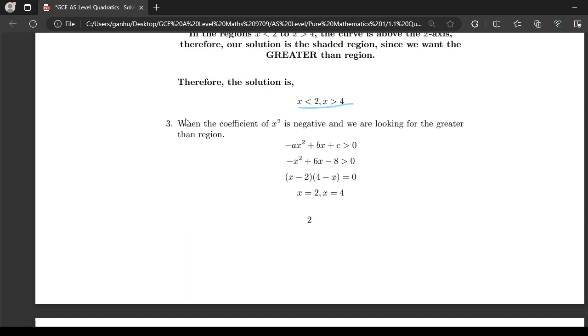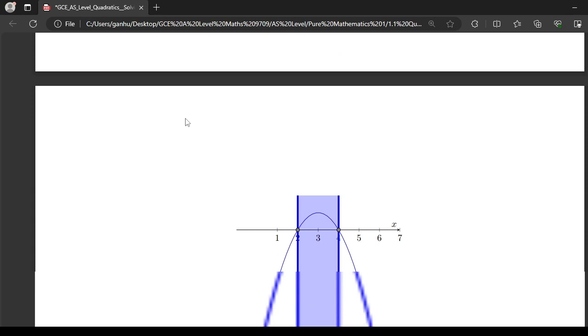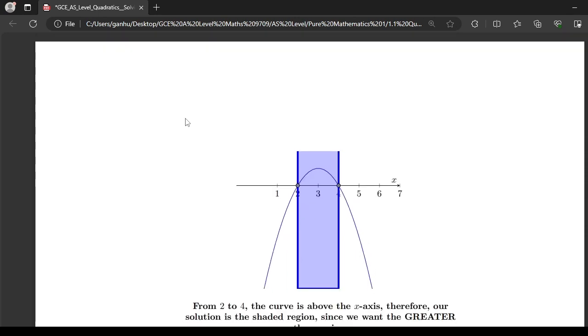Now let's look at the third possible scenario. That's when the coefficient of x squared is negative and we're looking for the greater than region. So your quadratic will look like this, and again we'll use this example. Our roots are x is 2 and x is 4. If we sketch our quadratic, notice how this time the parabola is upside down since the coefficient of x squared is negative. Now label your roots, that's 2 and 4, and we're looking for the greater than 0 region.